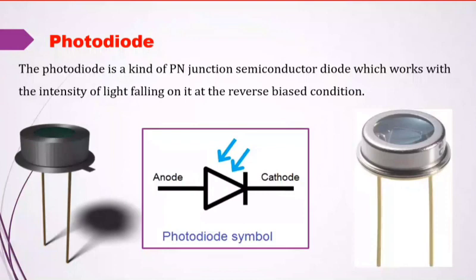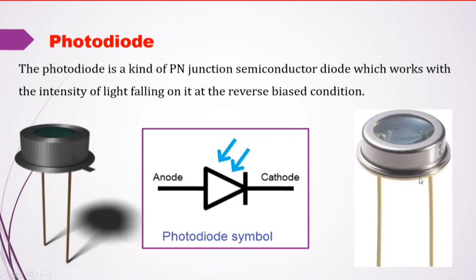Okay, this is the picture of photodiode, and this is the symbol of photodiode. This symbol is the same as the PN junction diode. In an LED, the lights are emitted, so the arrow marks are in the outward direction. Now the arrow marks are in the inward direction. So the photons, the light particles, are irradiated on the junction of the diode. Okay, this is the photodiode symbol. Then these two are the photodiodes.